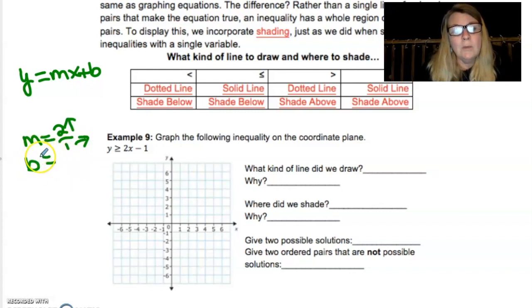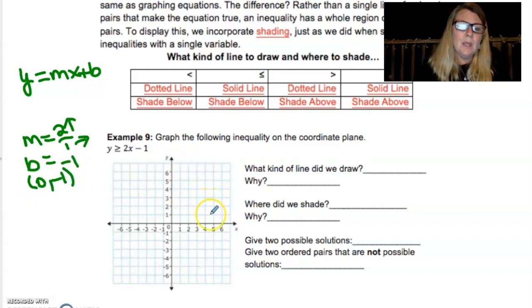We need to know where we're going to move up and over from, so we need a point, and that point is the y-intercept, which is -1. That's the point (0, -1). So we'll start by graphing the point (0, -1), following the pattern after that so we can get in as many dots as we possibly can so we can draw a good straight line. So we go rise 2, run 1, and we'll continue that pattern, rising 2 and running 1, filling up as much of the grid as we possibly can.